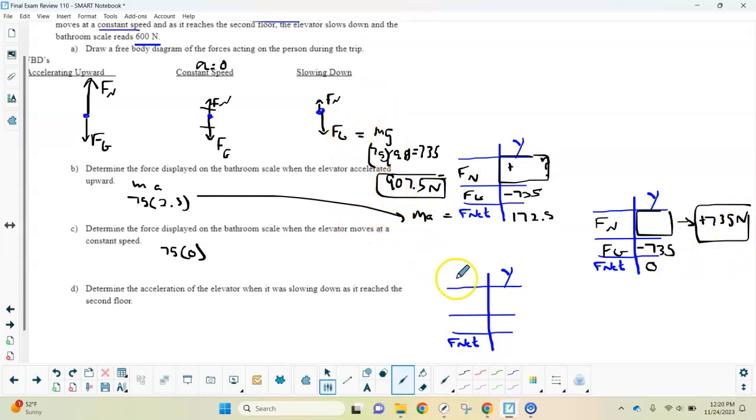Finally, it says that the normal force reads 600 in the problem when it's slowing down. So this normal force is a positive 600. We still have a negative 735 because that's our constant gravity going down, Fg. And then when I add those together, I would get a negative 135. We're looking for the acceleration, so F net is equal to ma.